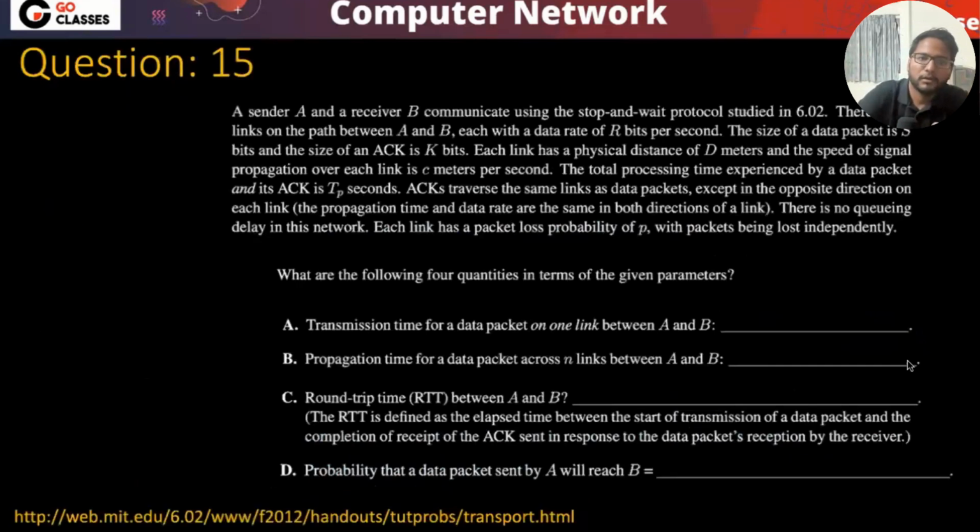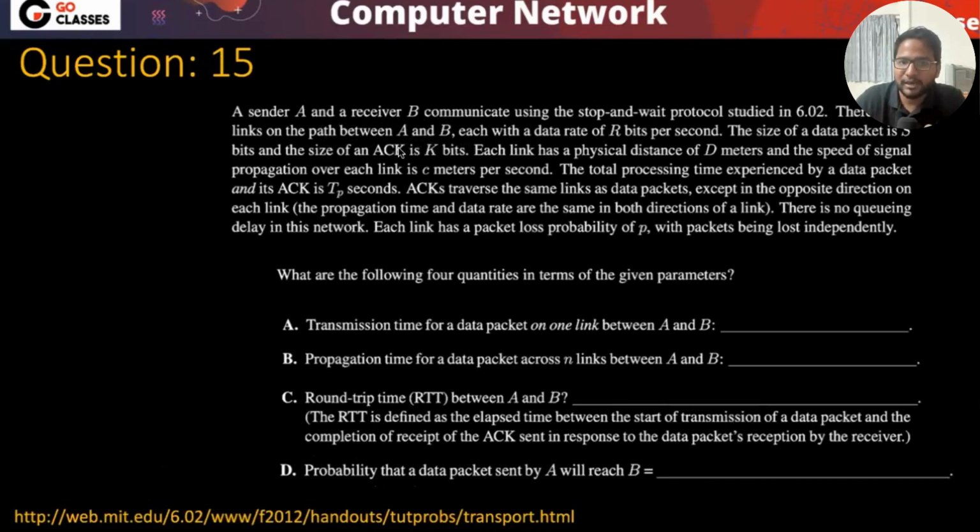Cool. Now let's do this question, which also seems to be a good question, which I have taken from MIT. So let's do this question. They're saying, a sender A and a receiver B communicate using the stop and wait protocol studied in 6.02. There are n links on the path from A to B.